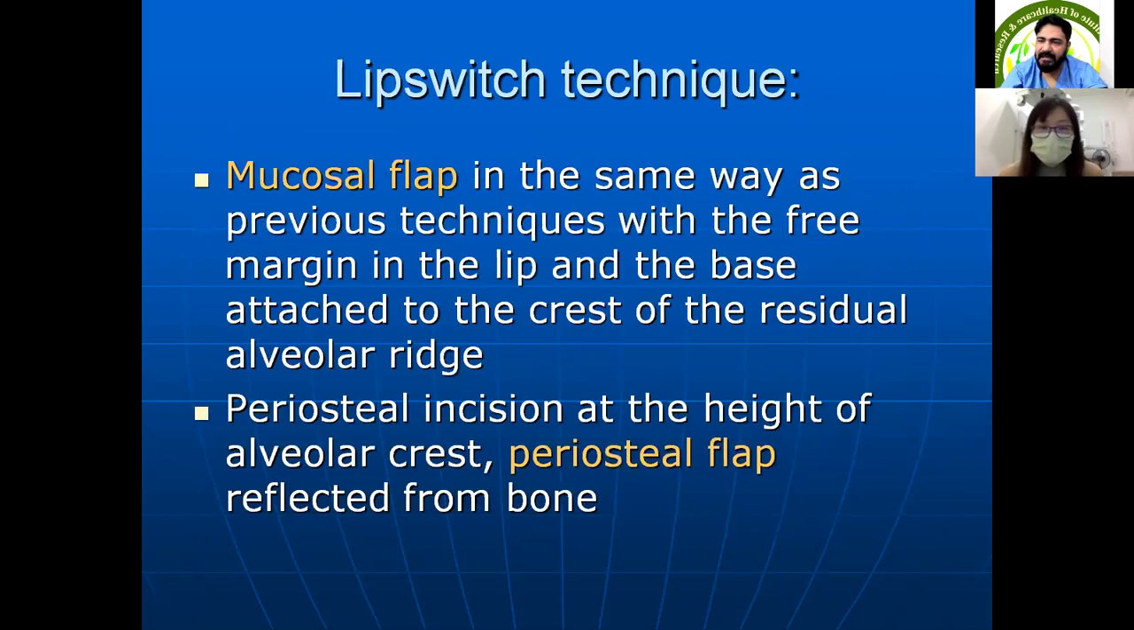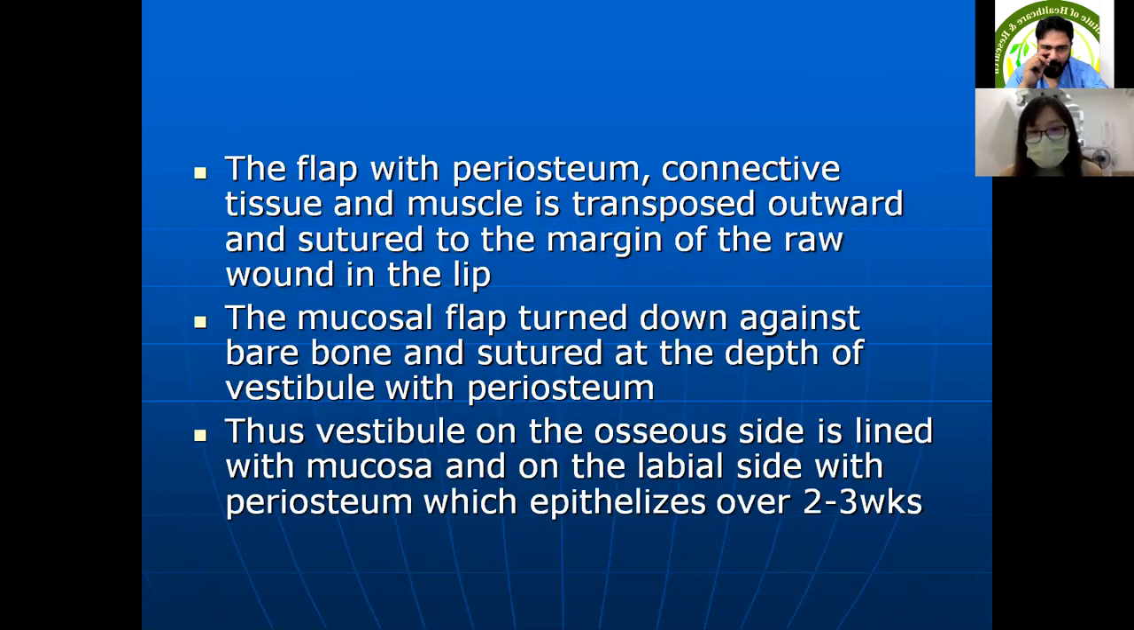Second is lip switch technique. In lip switch technique, the mucosal flap is made in the same way as previous techniques, with a free margin in the lip and the base attached to the crest of the residual alveolar ridge. The periosteal incision at the height of alveolar crest, the periosteal flap is reflected from the bone. In lip switch technique, the periosteal flap is lifted from the side of bone. The flap with periosteum, connective tissue and muscle is transported outwards and sutured into the margin of the raw wounded lip.